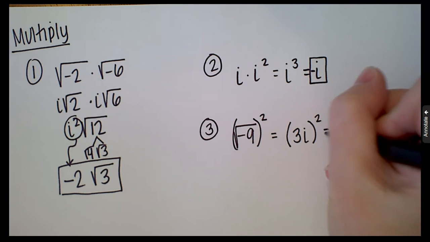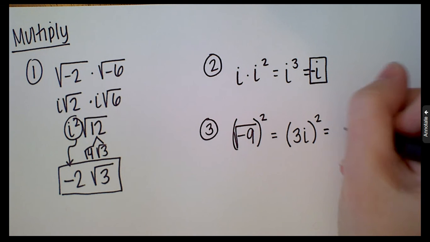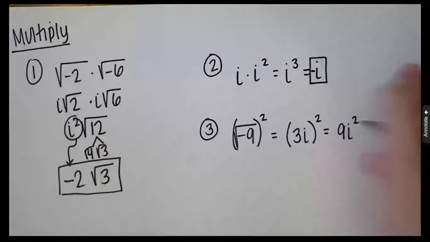When I think of 3i squared, just think about 3i times 3i. That would give me 9i squared. And then anytime you see i squared, that's going to turn into a negative 1. And that would just come out to be negative 9.